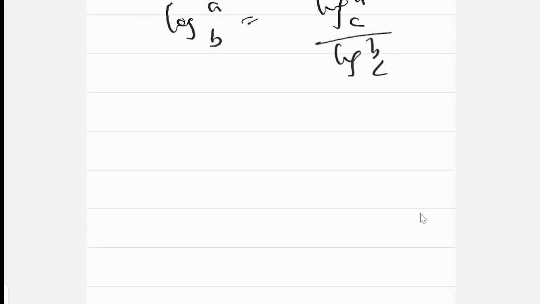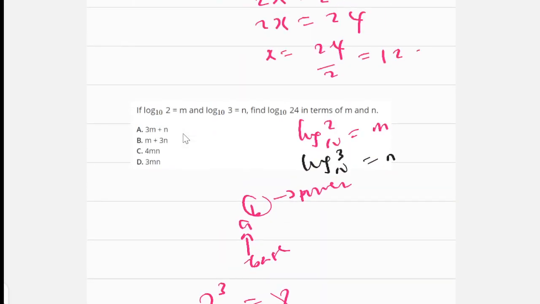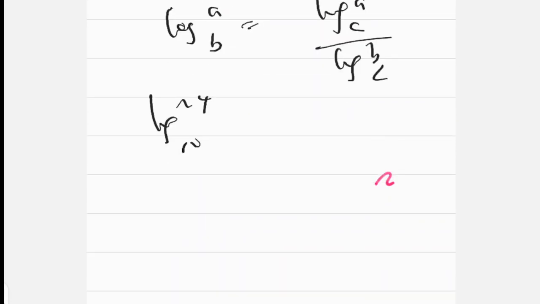But now look at this. Now you have log 24 base 10. And if you check it very well, we were only given log 2 and log 3. What they are trying to tell you, mathematics is very simple. What they are trying to tell you is that this log 24, write it in such a way that you are going to have 2 and 3. I hope you understand now.